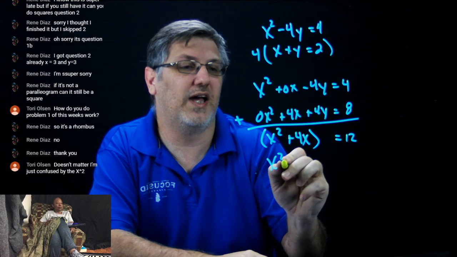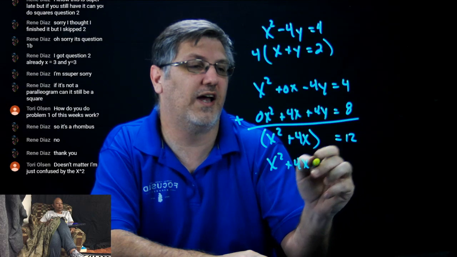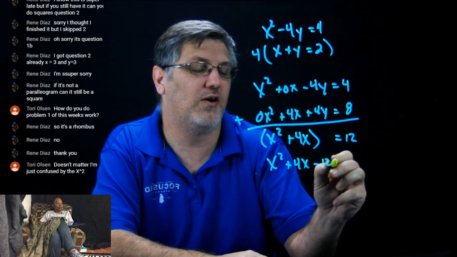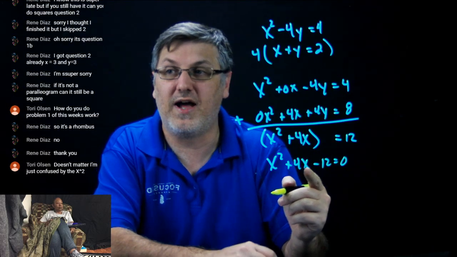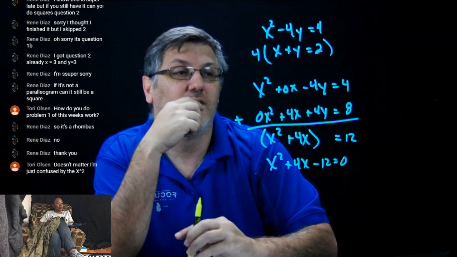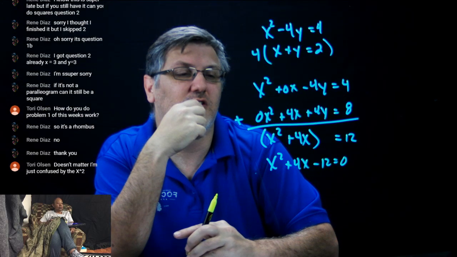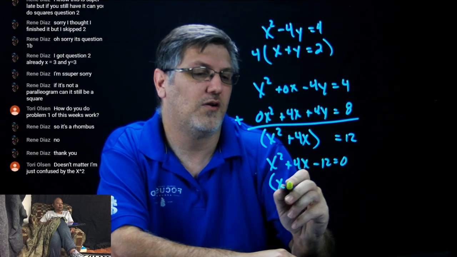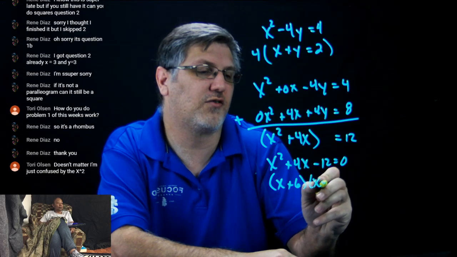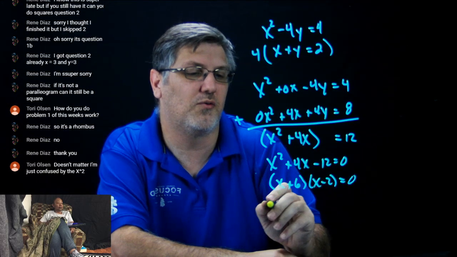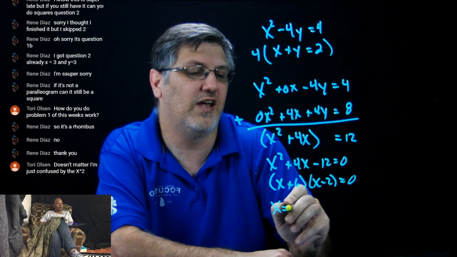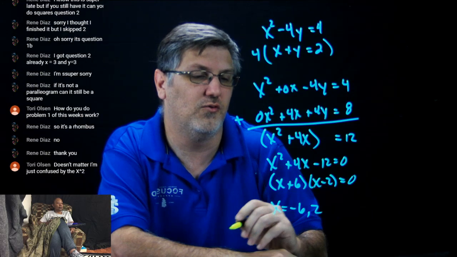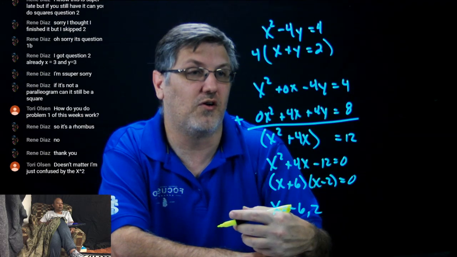So this becomes x squared plus 4x, move the 12 over, minus 12 equals 0. Now this should factor, 6 and 2. X plus 6, x minus 2 equals 0, zero product property. We're going to see that x equals negative 6 and 2. Set each of these equal to 0 and solve.